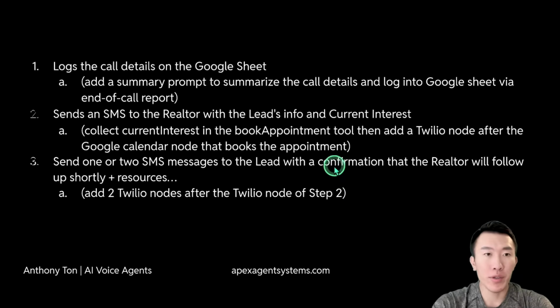The second thing we need to do is send an SMS to the realtor with the lead's information and their current interest. The easiest way to do that is to collect the current interest. This is going to be in the assistant prompt, by the way, but we're also going to add the parameter into the book appointment tool. So this is where it's going to send the information to our n8n workflow. And then we're going to add a Twilio node after the Google Calendar node that books the appointment. So that makes a lot of sense.